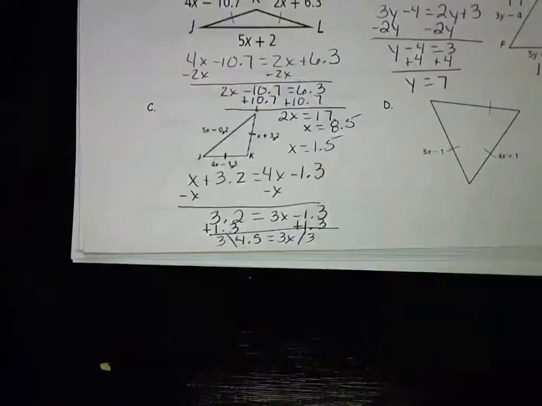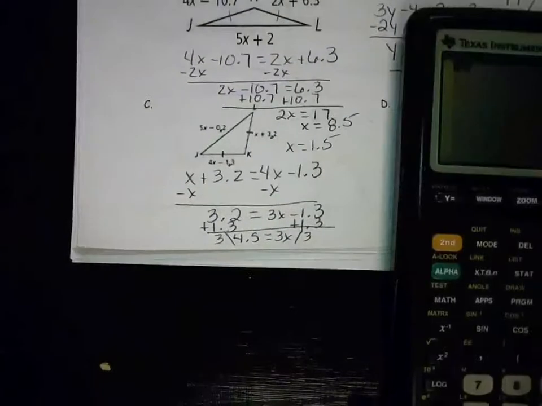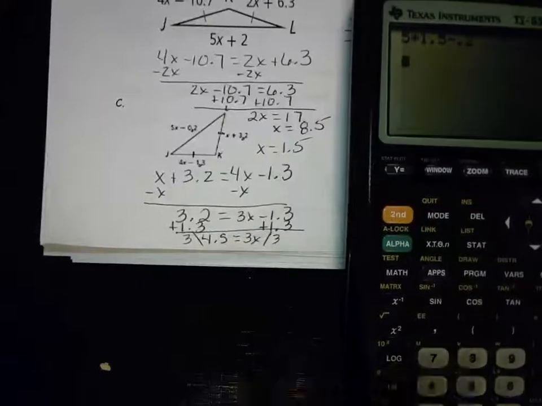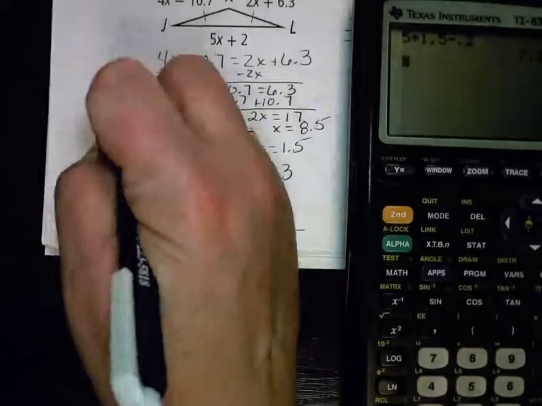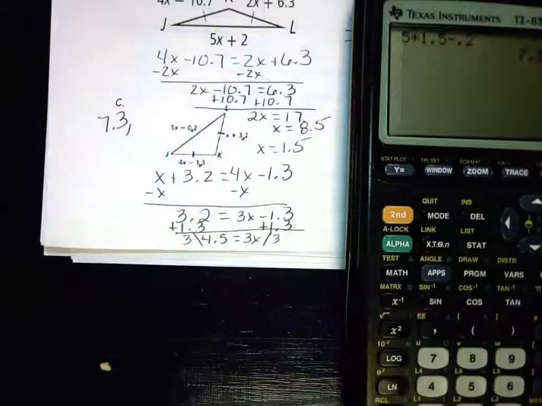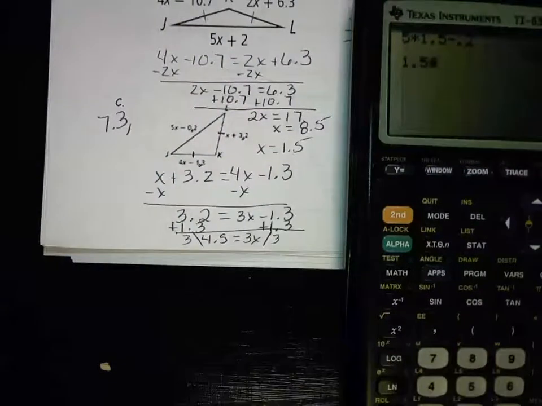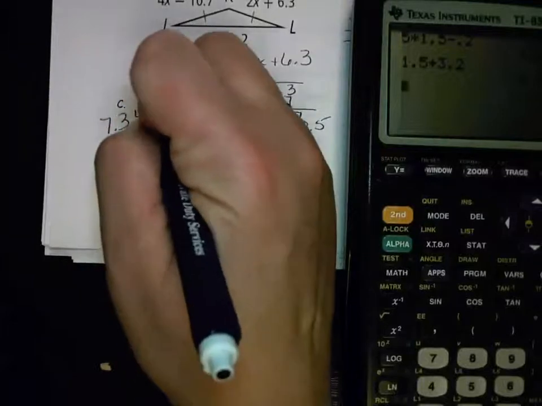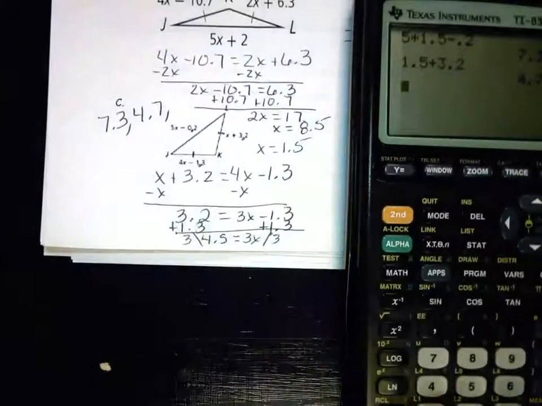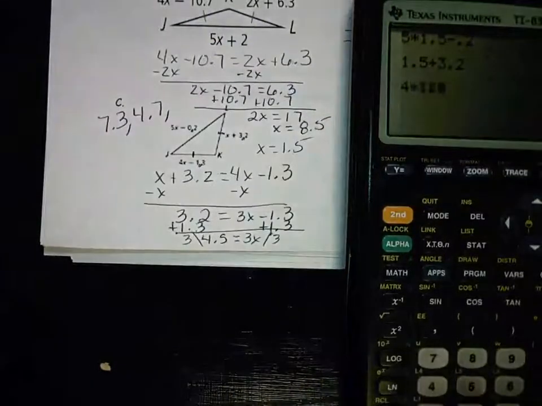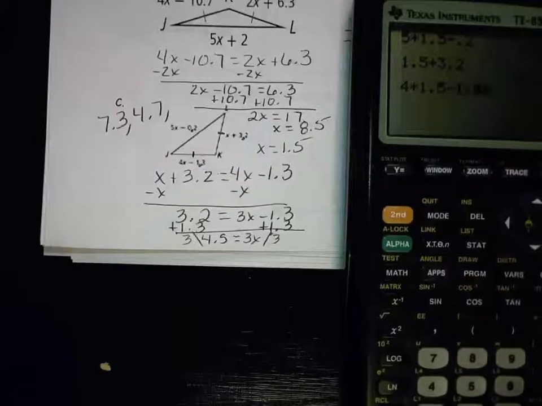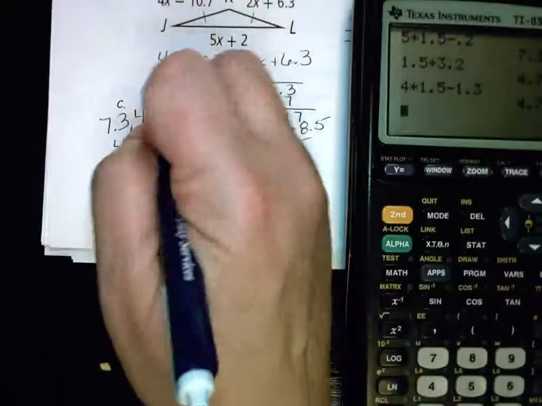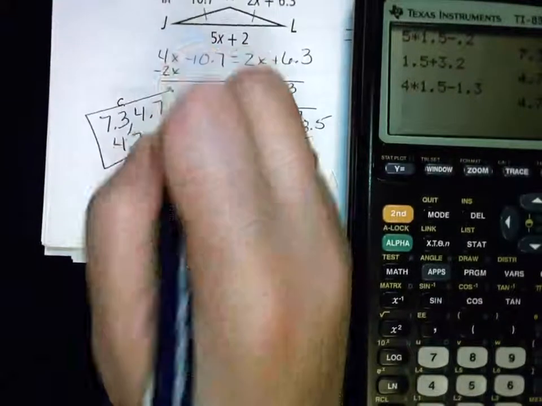Of course, we're not done yet. 5 times 1.5 minus 0.2 is 7.3. 1.5 plus 3.2 is 4.7. And 4 times 1.5 minus 1.3 is also 4.7.